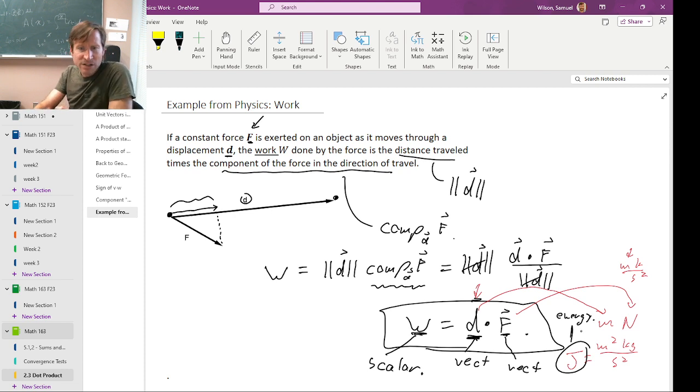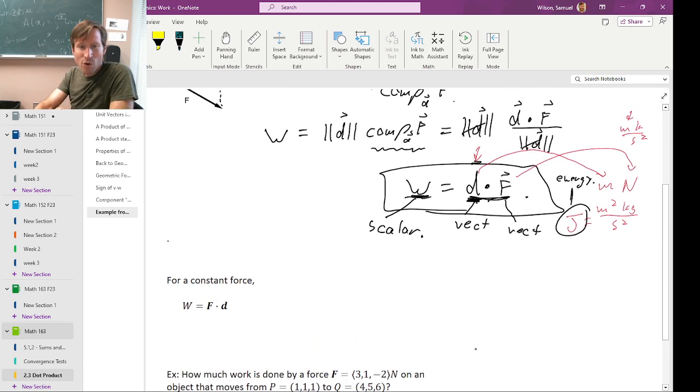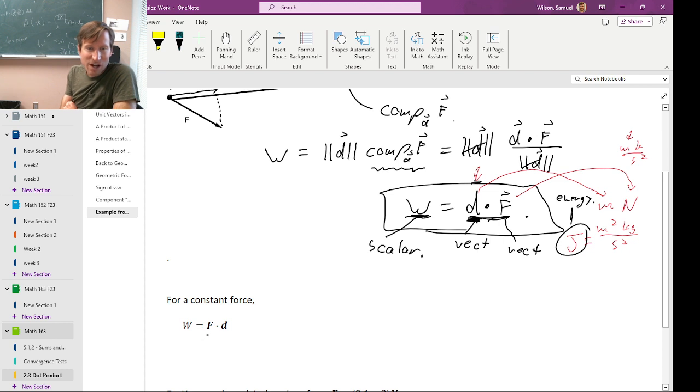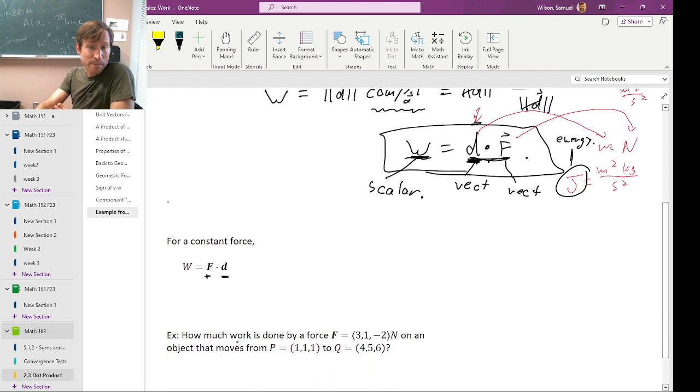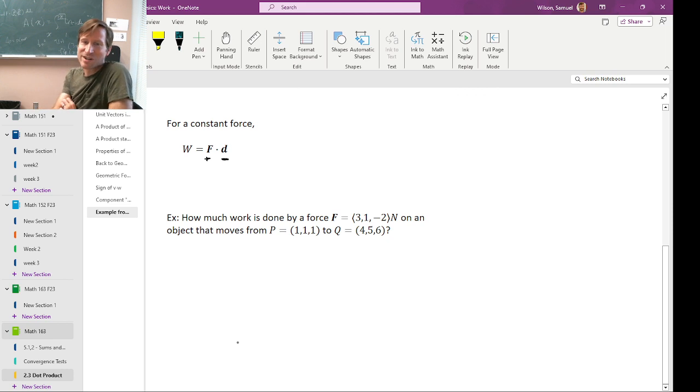All right, so the point of all of this is that work is given just by a dot product of two vectors, which is pretty convenient. So for a constant force applied as an object moves through a displacement d, the work is just the dot product of the force and the displacement. All right, so for example, how much work is done by this force, <3, 1, -2> newtons, on an object that moves from the point (1, 1, 1) to the point (4, 5, 6)?